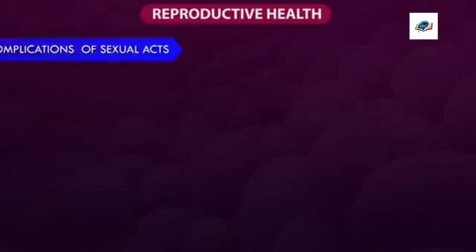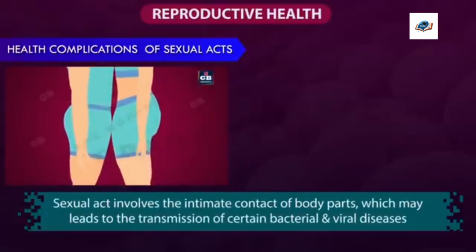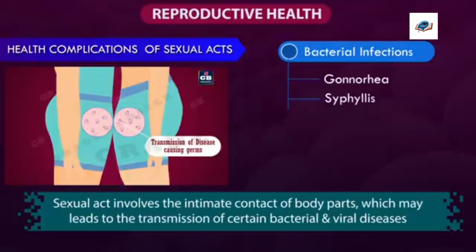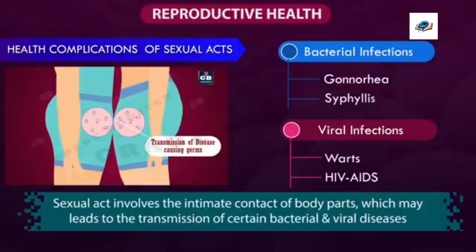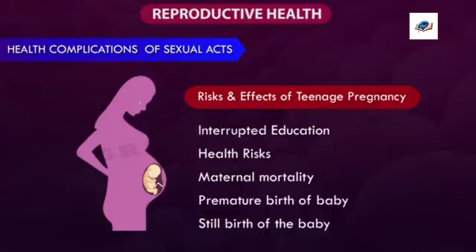Health complications due to sexual acts. The sexual act involves intimate contact of body parts, which may lead to the transmission of certain bacterial diseases like gonorrhea and syphilis, and viral infections such as warts and HIV/AIDS. For girls, getting pregnant at a younger age can adversely affect their health.